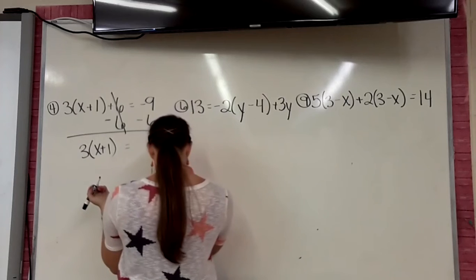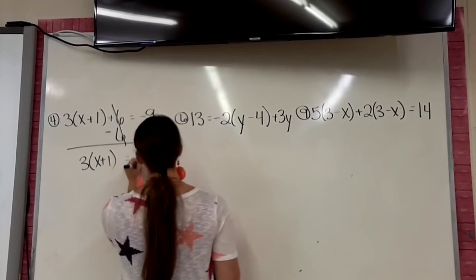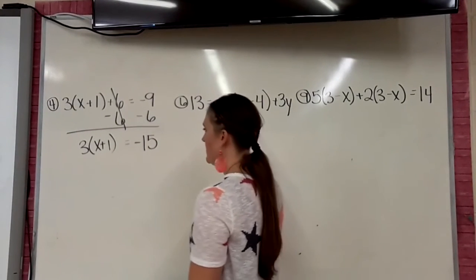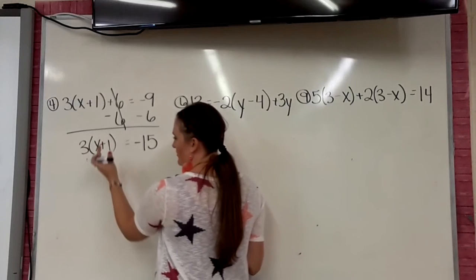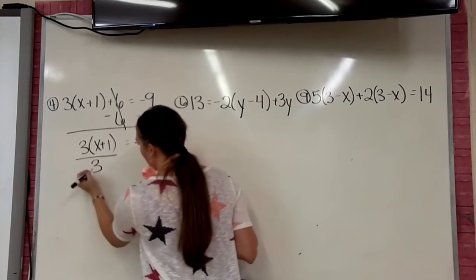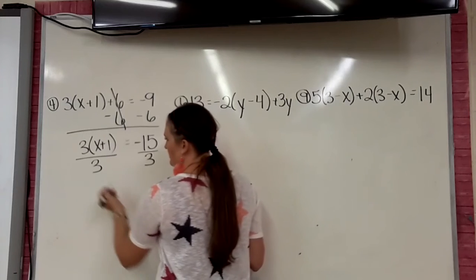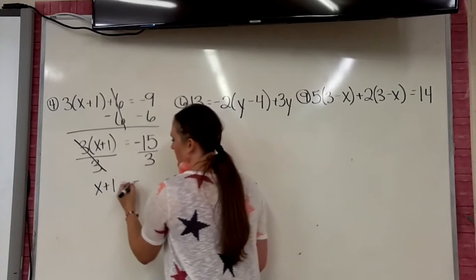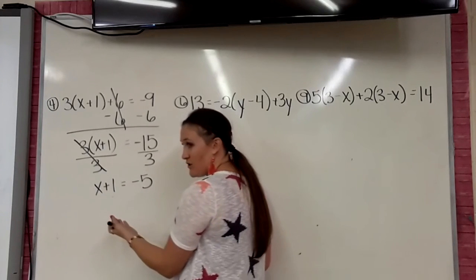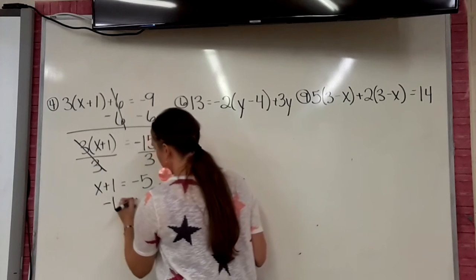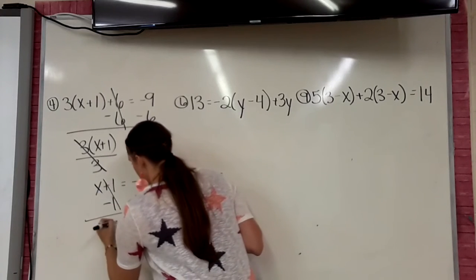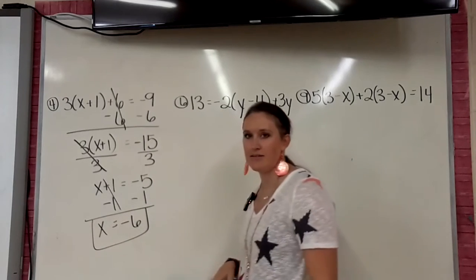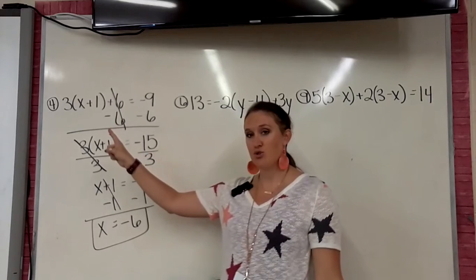I'm still left with 3 times x plus 1 equals negative 9 minus 6 more, which is negative 15. So now, instead of distributing that 3 in, I'm going to just divide the whole thing, both sides, by 3. And I'm left with x plus 1 equals negative 15 divided by 3, which is negative 5. So now to solve for x, we just have to get rid of this 1. Negative 5 minus 1 more is negative 6. X equals negative 6. And you can plug it back in for x to make sure it's true.